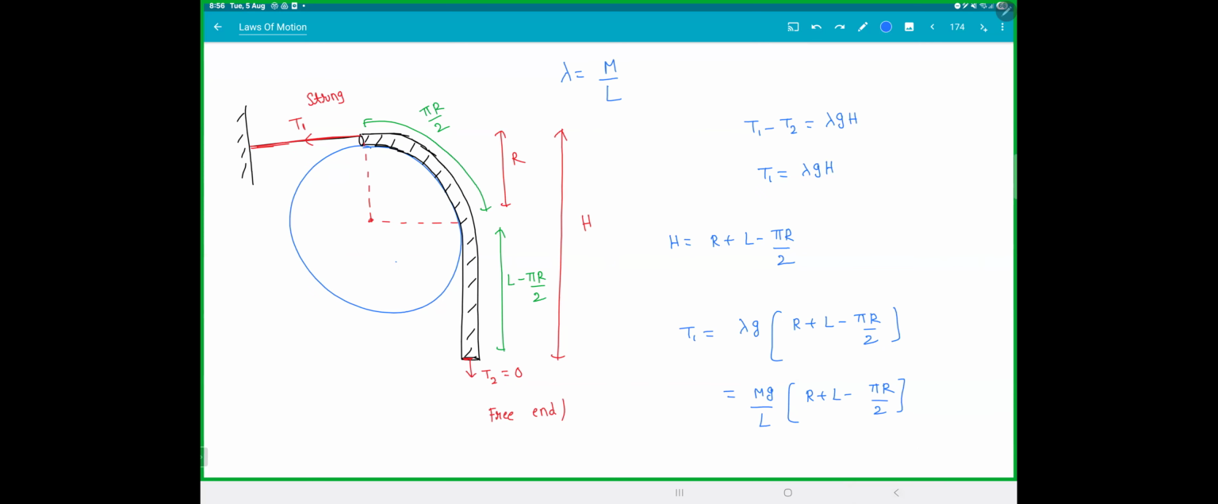Srihari, just now we discussed why T2 is 0. It's a free end. There is nothing here at the bottom to pull you. Is that the doubt? Gravity will act on vacuum? There should be a mass for gravity to act. Srihari, there is no mass here. What gravity are you talking about?